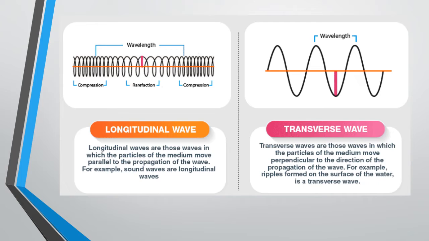I'll just underline this, that this is parallel and this is perpendicular. For example, sound waves are longitudinal waves, whereas ripples formed on the surface of water are transverse waves. When you drop a stone in water, see how those waves are formed. That is nothing but transverse waves. I hope you have understood what a longitudinal wave and a transverse wave are.